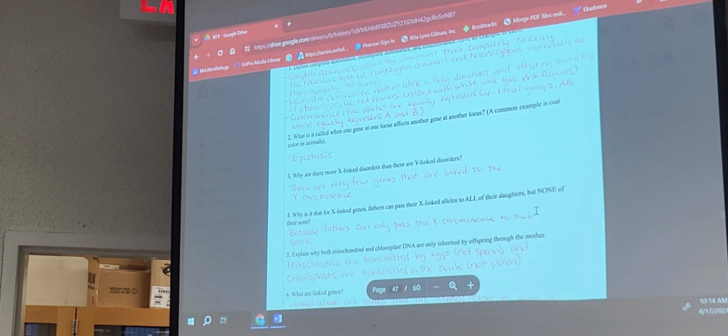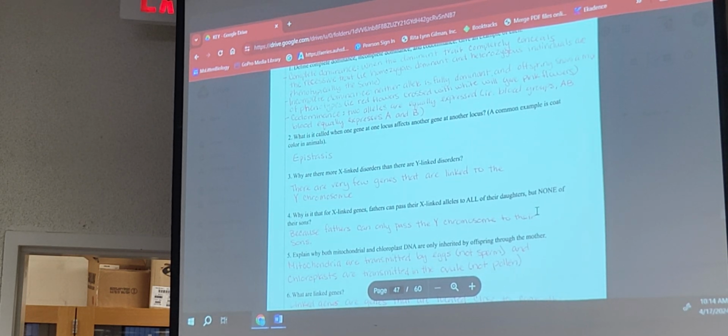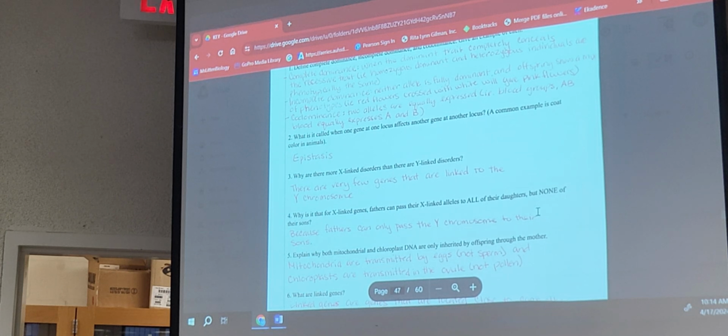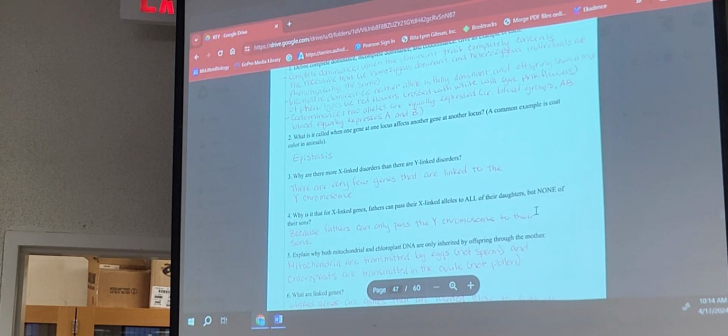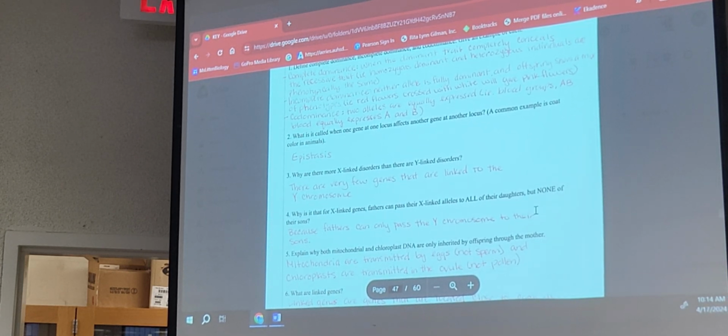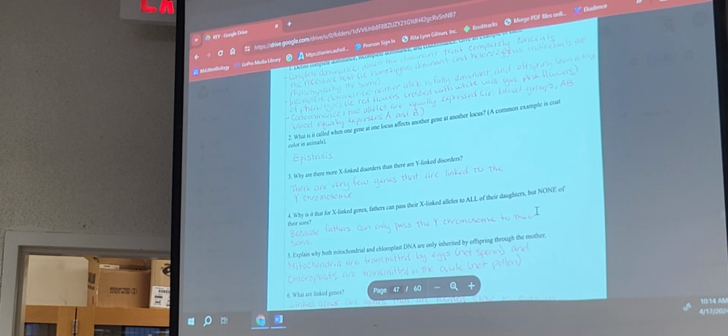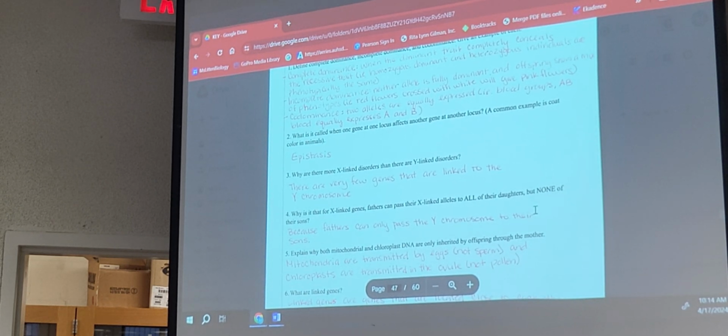That's basic common knowledge. Why are there more X-linked disorders than Y-linked disorders? The Y chromosome is really small, it does not code for much. X chromosome, everybody has an X chromosome, not everybody has a Y chromosome. So the more X chromosomes there are, the more chances you will see a disorder on the X chromosome, right? Affects more males than females.